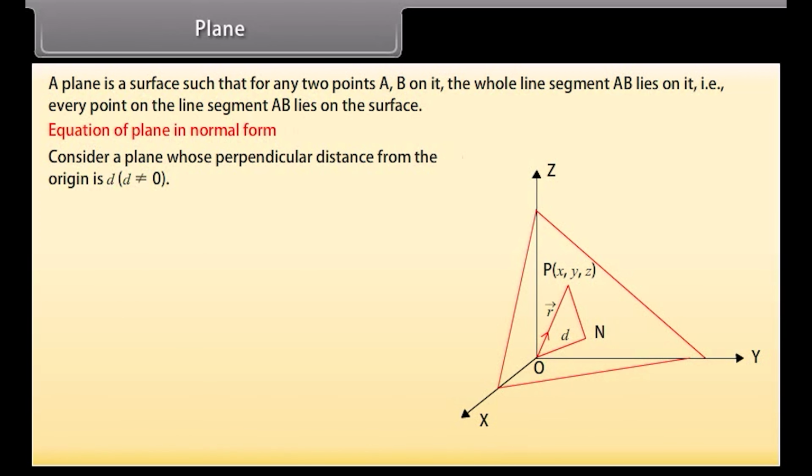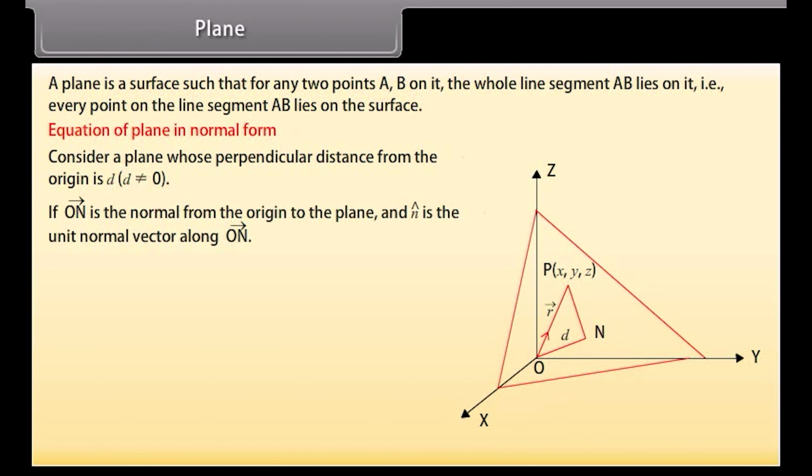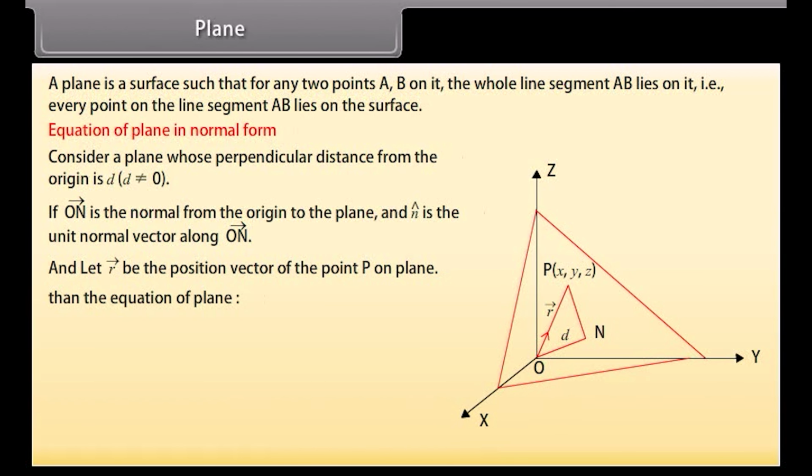Consider a plane whose perpendicular distance from the origin is d not equal to 0. If vector ON is the normal from the origin to the plane, and cap N is the unit normal vector along vector ON, and let vector r be the position vector of the point P on the plane, then the equation of the plane is vector r dot unit vector N equals d.